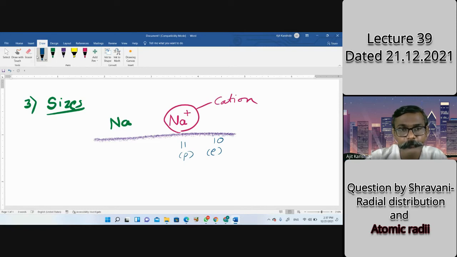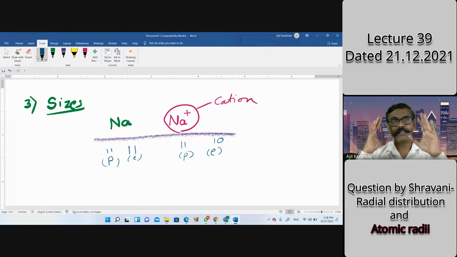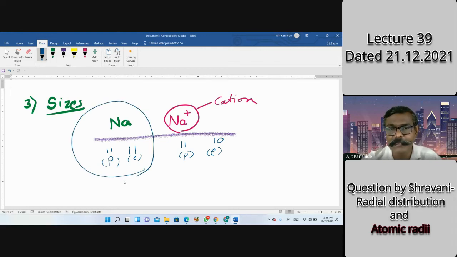In case of sodium, the number of protons is 11, and the number of electrons? Help me. How many electrons are there in a neutral sodium atom? 11. Now imagine the thing. At the center 11 protons are there and those 11 protons are attracting electrons. How many? 11. It is our case number 1. And case number 2, 11 protons are there inside and they're attracting relatively fewer electrons, 10 electrons. It is our case number 2.